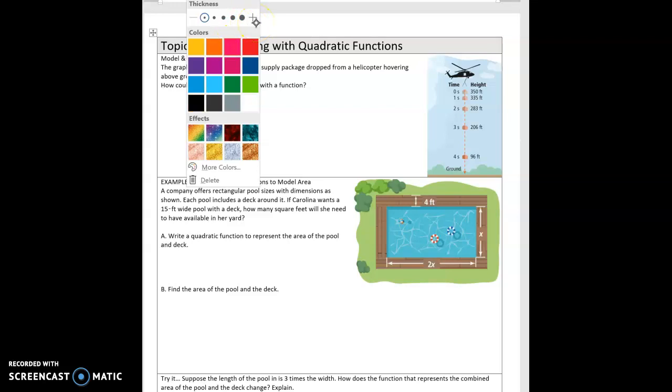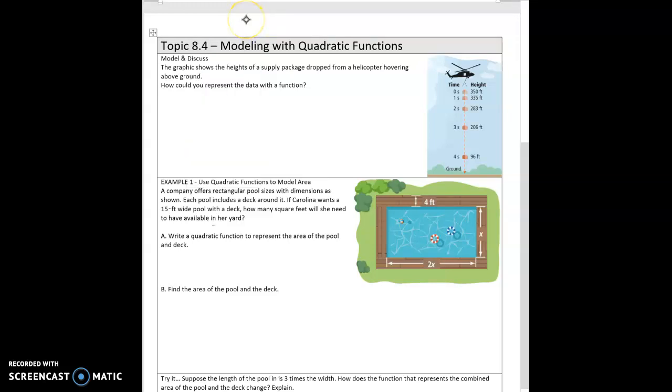Let's take a look at this story problem. It says, a company offers rectangular pool sizes with dimensions as shown. Each pool includes a deck around it. If Caroline wants a 15-foot wide pool with a deck, how many square feet will she need? It says to write a quadratic function that shows that. Remember, quadratic is our x squared.